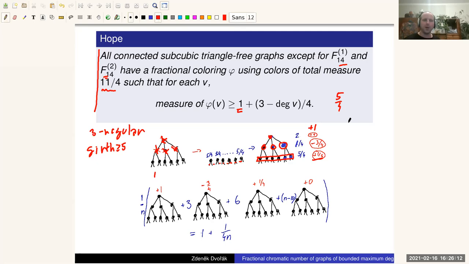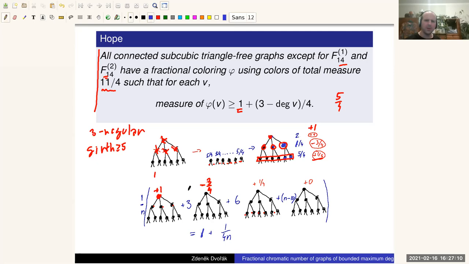And what this does is that it simply averages the sizes, the measures of the sets that we are giving to each vertex. So for each vertex, we have this one coloring that gives it one color more than it needs. Then we have these 3 colorings that we obtain for the 3 neighbors, which give it 3/4 less. Then we have the six colorings for the vertices at distance 2, which give it 1/4 more. And then we have these remaining n minus 10 colorings, which give it precisely as many colors as it needs. And so if you sum it up, every vertex will end up with slightly more color than it needs.